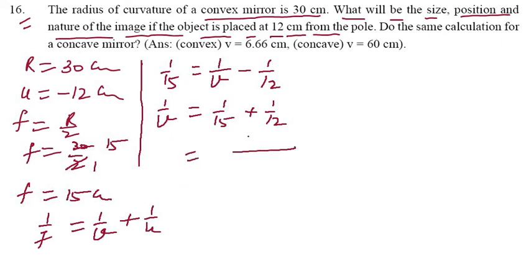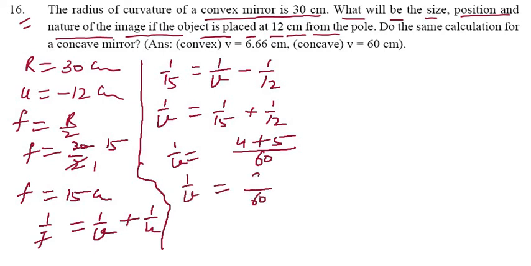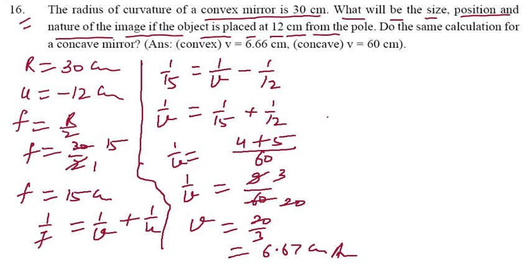Taking their LCM, that is 60, so 15 four times, and here 12 five times. So 1 upon v is equal to 60, and here 5 plus 4 is 9. So 3 threes are 9 and 3 twos are 6. So we can say v is equal to 20 upon 3, that is 6.67 centimeter. It is your first answer. Now that one is the convex mirror.